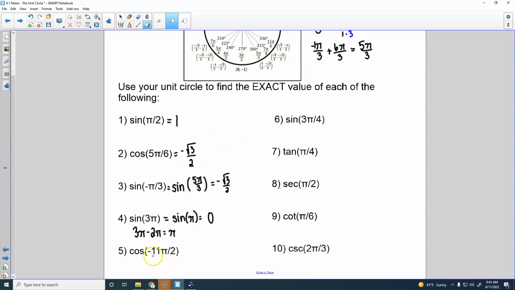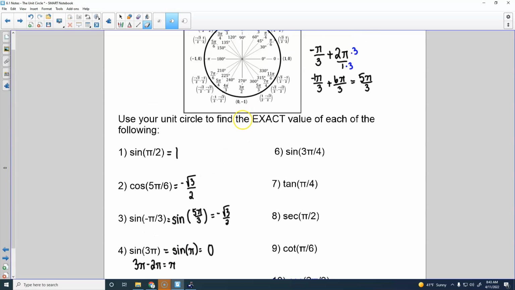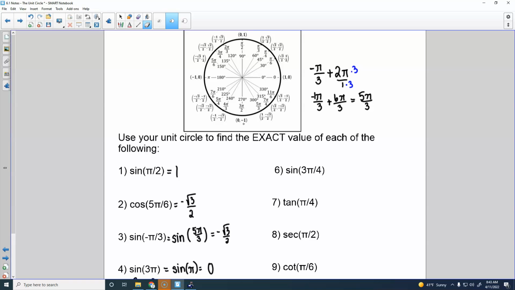All right. Now we've got cosine of negative 11 pi over 2. So for this one, if you're just looking at it visually, pi over 2 is a quarter of the circle. So what I usually do, because I think this is faster, I just do negative 1 pi over 2, negative 2 pi over 2, negative 3 pi over 2, negative 4 pi over 2, negative 5 pi over 2, negative 6 pi over 2, negative 7 pi over 2, negative 8 pi over 2, negative 9 pi over 2, negative 10 pi over 2, negative 11 pi over 2. So I'm just going backwards and counting how many pi over 2's I've got. So that gets me to pi over 2 right here.